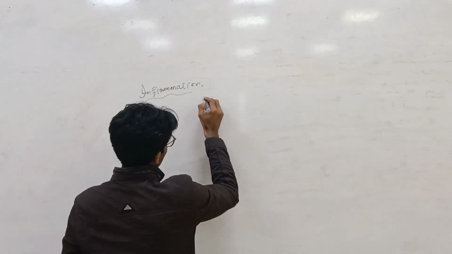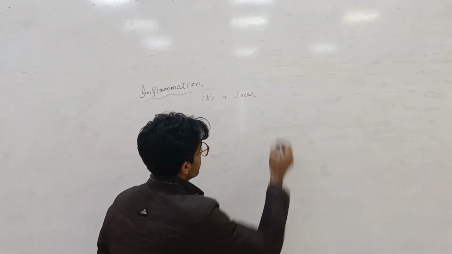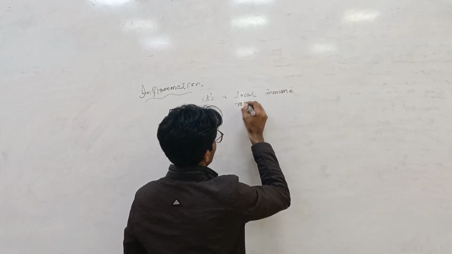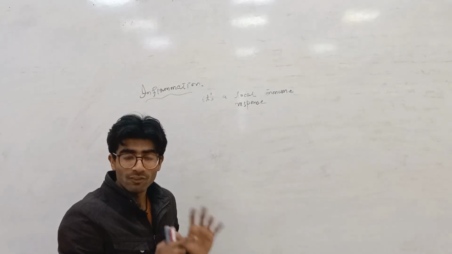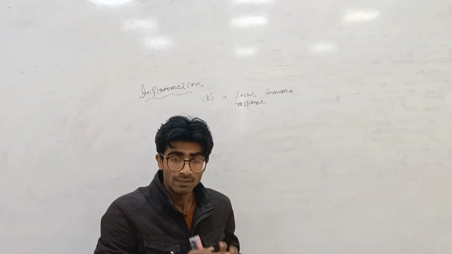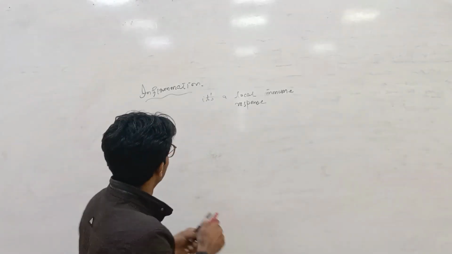It's a local immune response. Why is it a local immune response? Firstly, why the local immune response? Actually, when inflammation happens, there are more chances of vasodilation of the blood vessel.